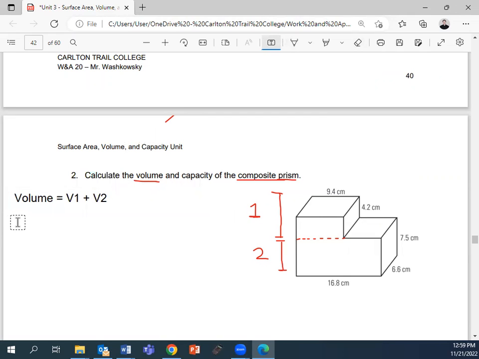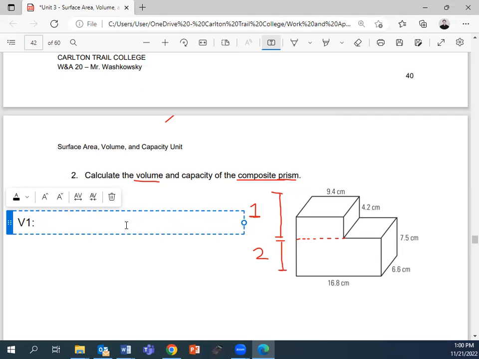So let's find shape 1. I'm putting V1 here, right? That means volume of shape 1. We're mathematicians, we're lazy. That's why I'm putting V1. So V1 is just going to be, how do I find the volume of a prism again? Length times width times height, or the base times the height, right? So this is a rectangle, so the base is just length times width. So length times width, and then I times it by the height.